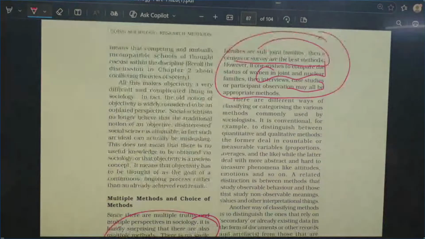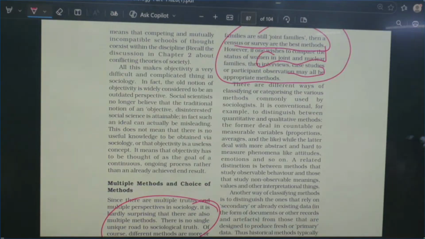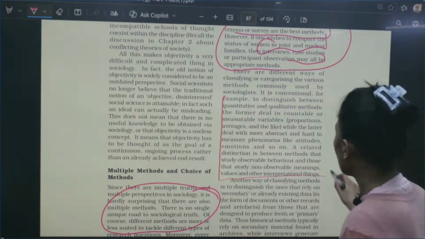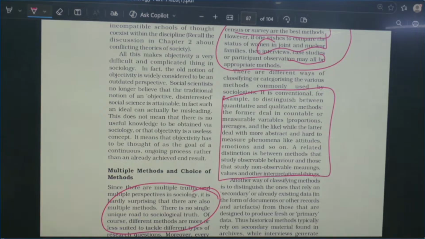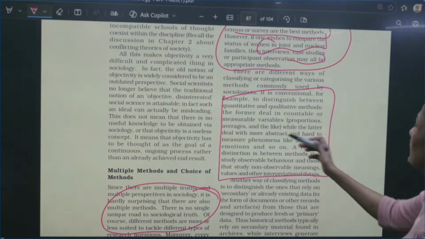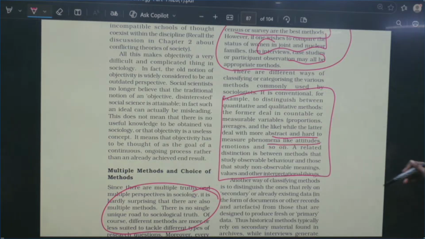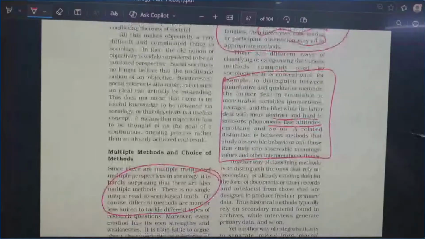So there are different ways of classifying or categorizing the various methods commonly used by sociologists. It is conventional, for example, to distinguish between quantitative and qualitative methods. You can write this here. The former deal in countable or measurable variables and the latter deal with the abstract and hard to measure phenomena like attitudes, emotions, and so on. A related distinction is between methods that study observable behavior and those that study the non-observable.